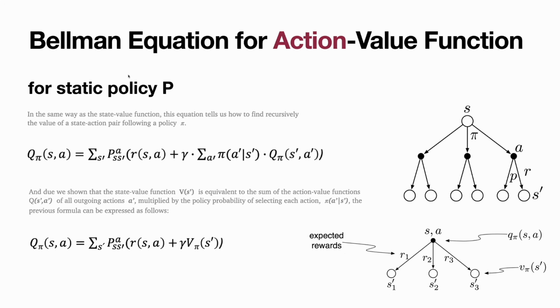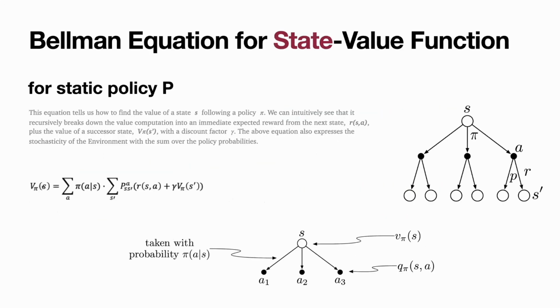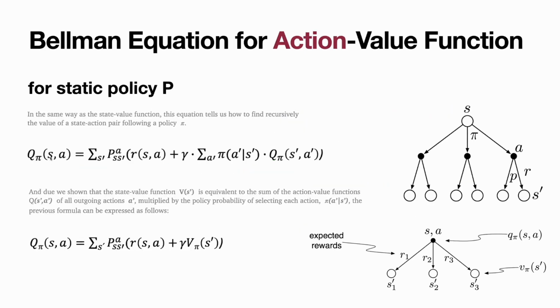In the same way as the state value function, this equation tells us how to find recursively the value of a state-action pair following a policy π. Now, pay attention: the parameters there were only state. Here, the parameters are state and action, and we again sum over all possible next states, gamma multiplied by a sum of reward. If we rewrite it recursively, we will get the final expression for the action value function.